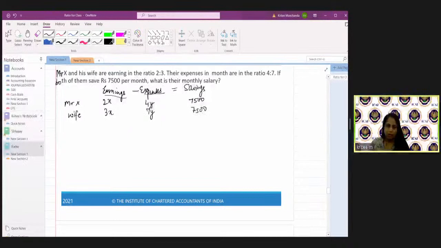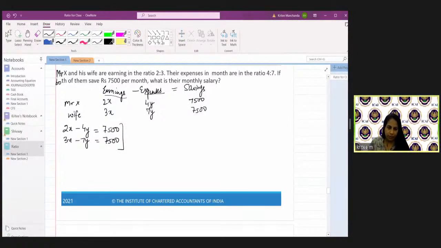What are their salaries? So 2x minus 4y is 7,500. 3x minus 7y is 7,500. So if you are thorough with linear equation, you solve it by using any of the methods, cross multiplication, or you want to use substitution or elimination, whichever method, and you can get the value for x and y. If you want to do it with the ratio system, you can even do that. So I'll show you how I do it with the ratios.